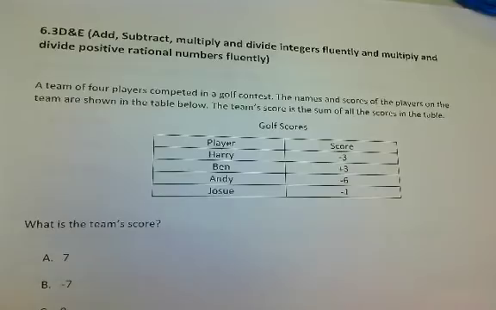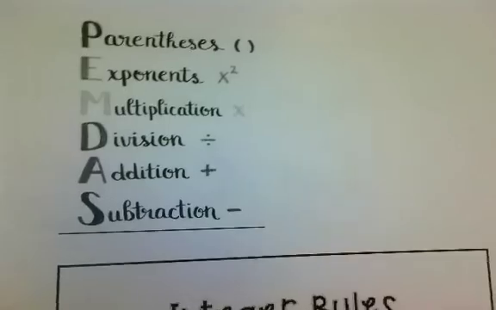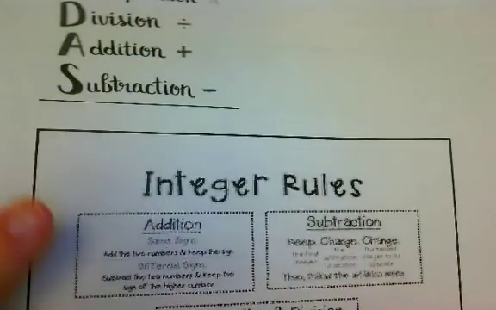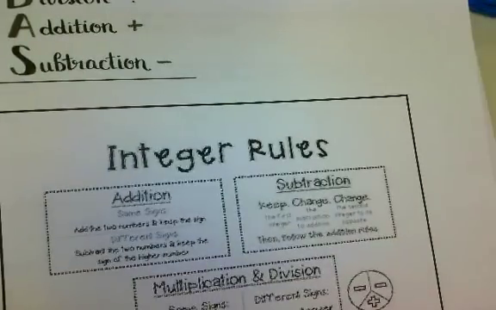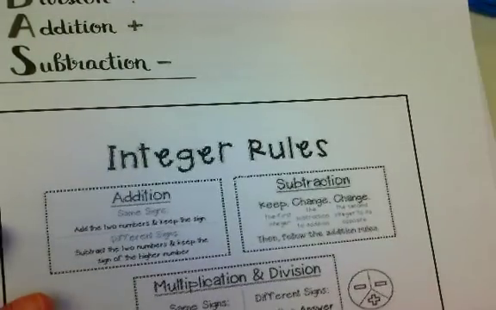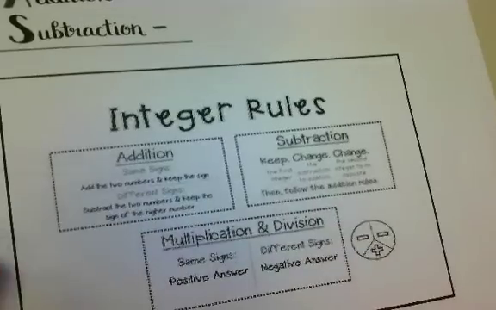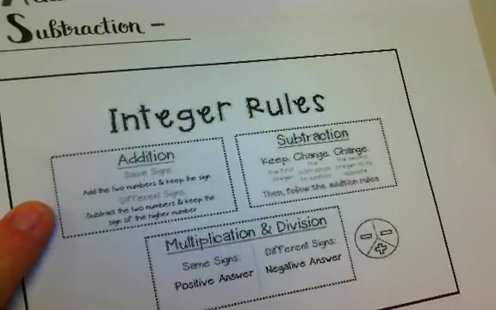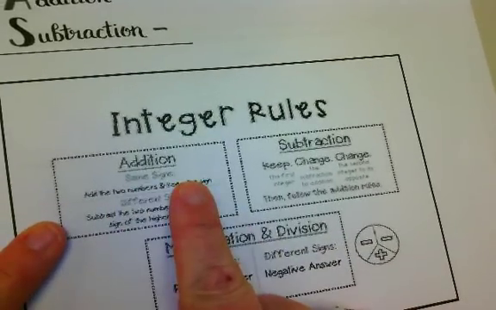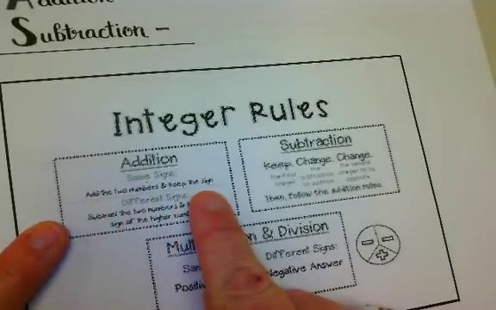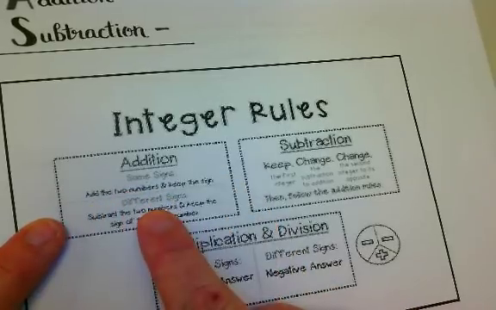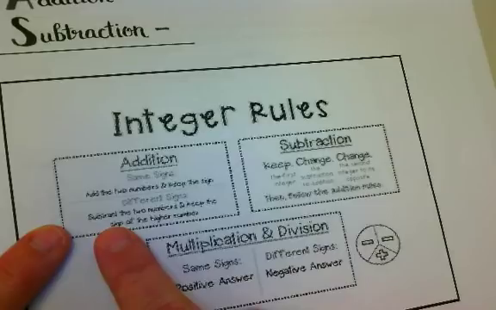You also should have this little guy. It has PEMDAS and the integer rules, okay? And we're quickly going to go over the integer rules, just in case you have forgotten. When you're adding integers, if they have the same sign, you add the two numbers and keep the sign. If they have different signs, you subtract the two numbers and keep the sign of the higher number.